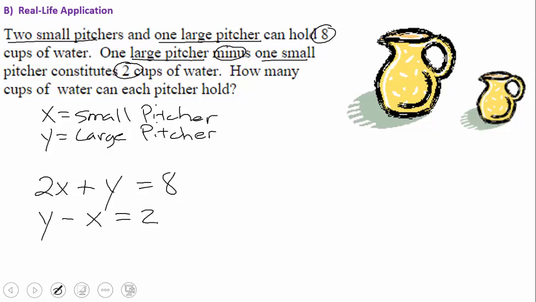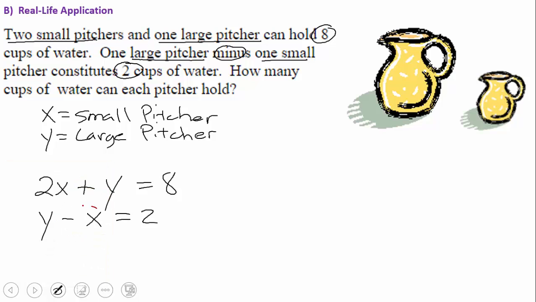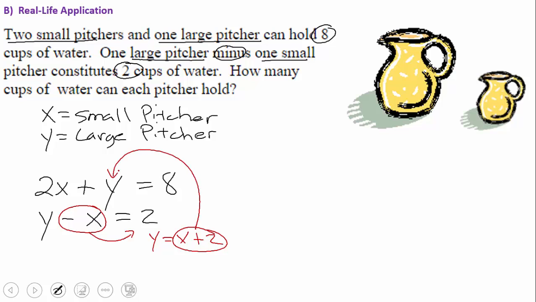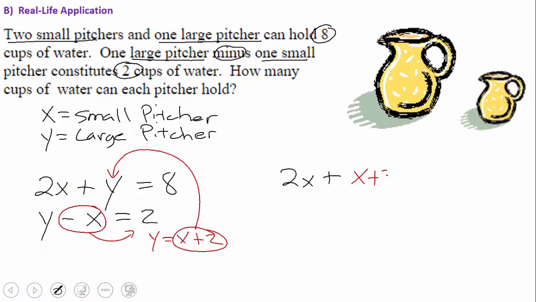And we're going to solve. Makes no difference which one we solve for. I'm going to take this negative x and move it over here and rewrite the equation y equals x plus 2. That just makes it real easy. I can take this x plus 2 and now I can put it right here and rewrite my first equation as 2x plus the expression we just wrote, x plus 2, equals 8.